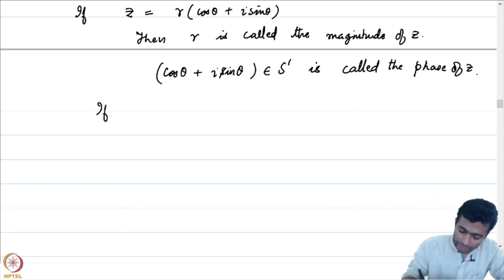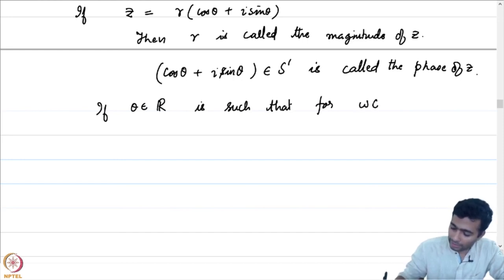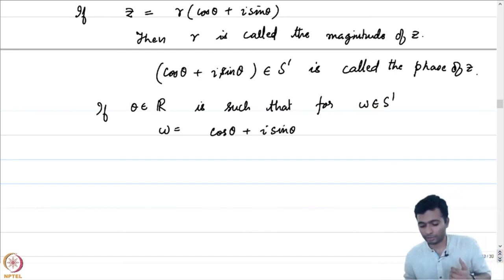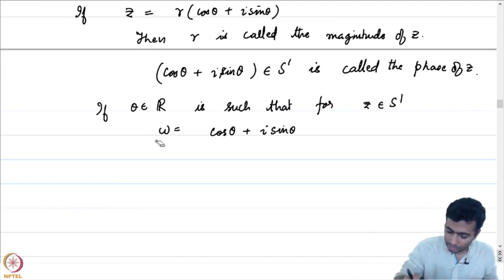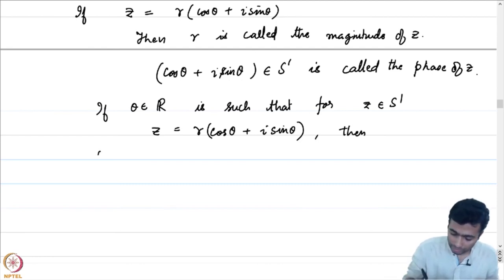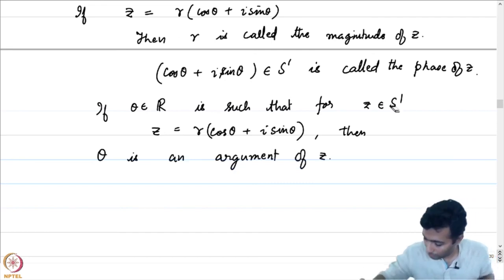if theta in R is such that for omega in S1, omega is equal to cos theta plus i sin theta, or more generally for z in S1, z is equal to say r times cos theta plus i sin theta, then we say that theta is an argument of z. This is in the complex plane.